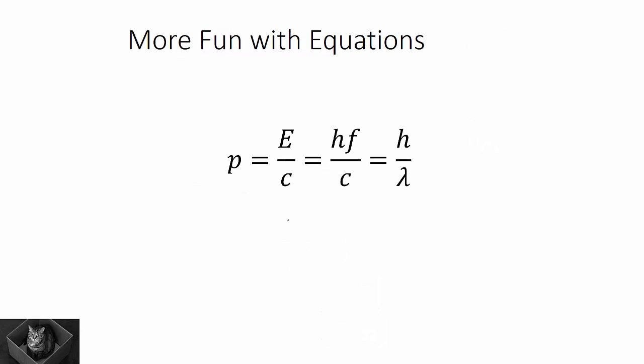And more fun with equations, we know the energy of a photon is hf, so we can relate that to the momentum of a photon. We also know that frequency is c over lambda, so if we plug that in for frequency here, then the c's cancel out and we get h over lambda is equal to the momentum of a photon.